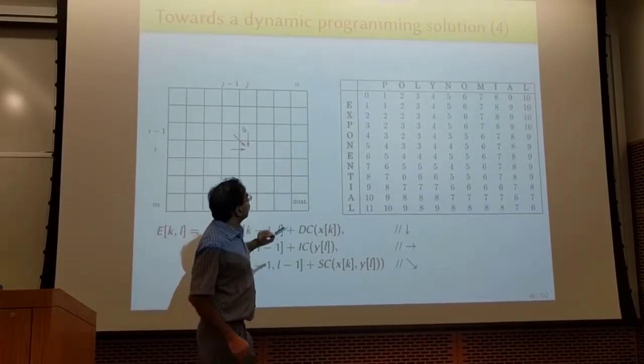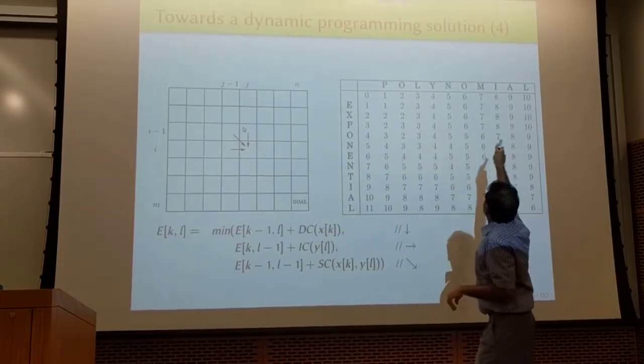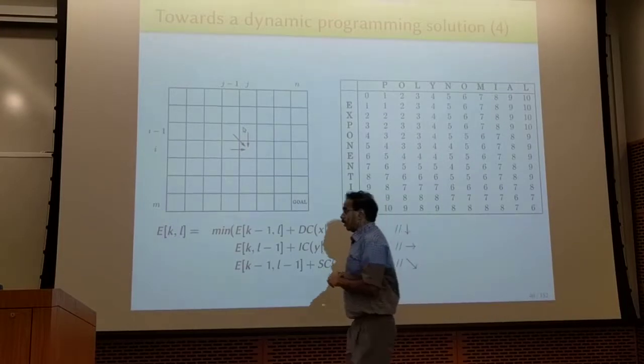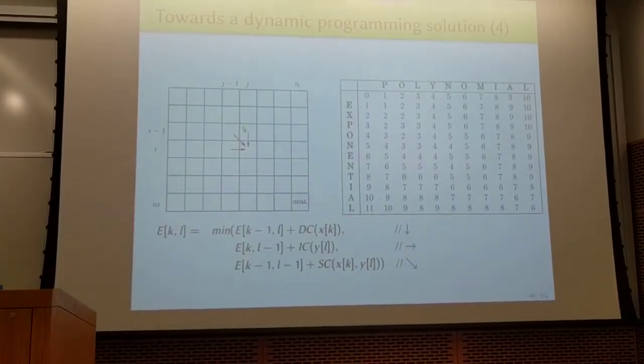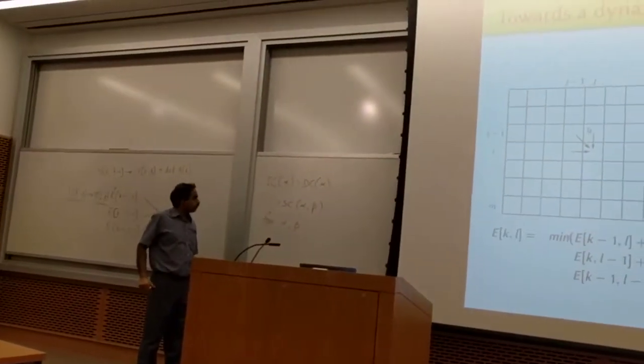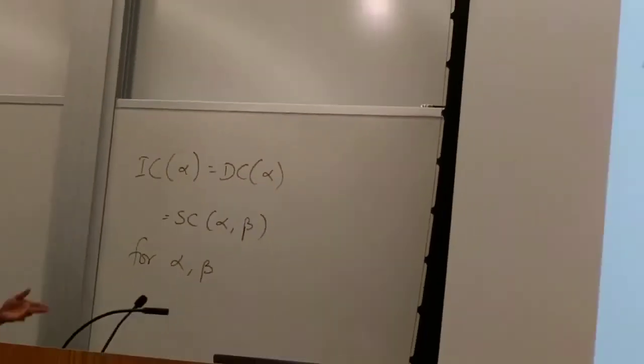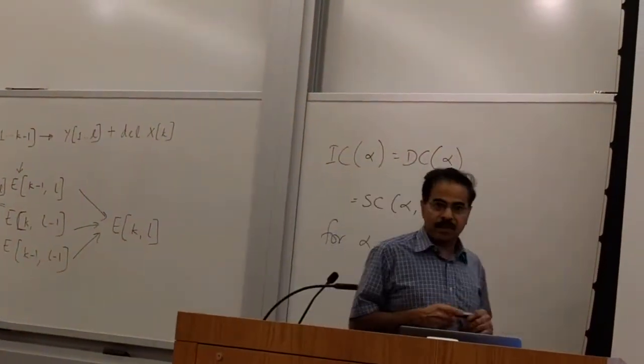So the very first row says, right, so this array has been filled under the condition that insertion cost of any... So for any two characters, alpha and beta, insertion cost and deletion cost and substitution cost, they're all same. Okay? So that's just a simplifying model, right?